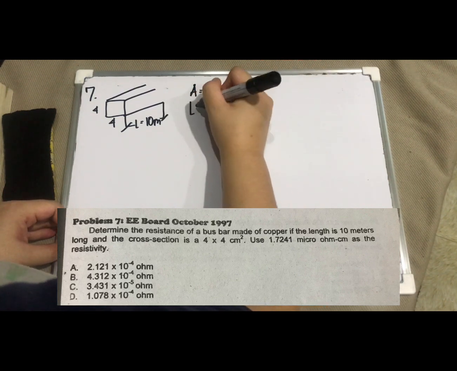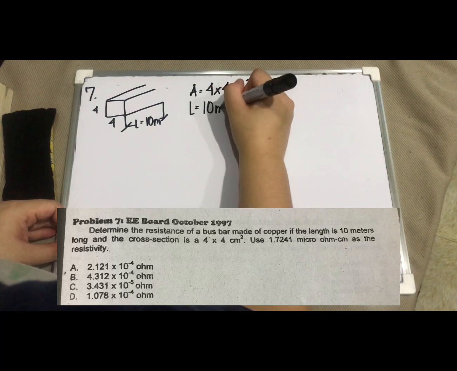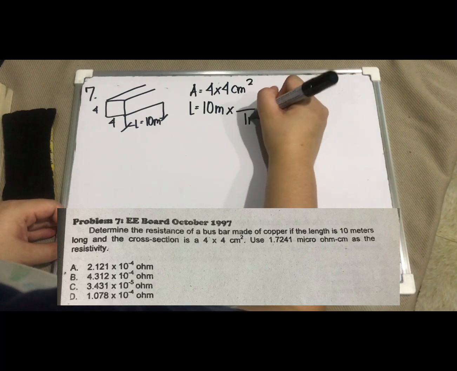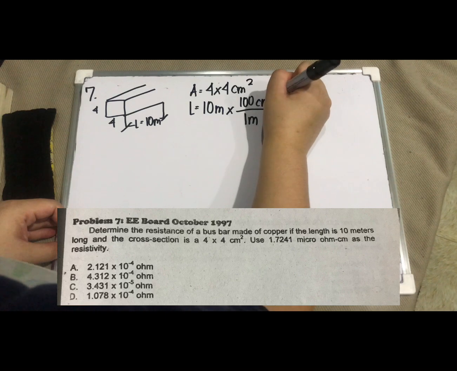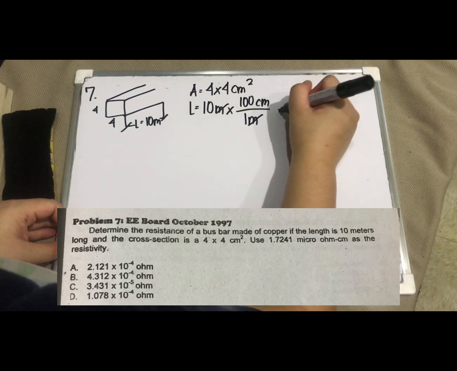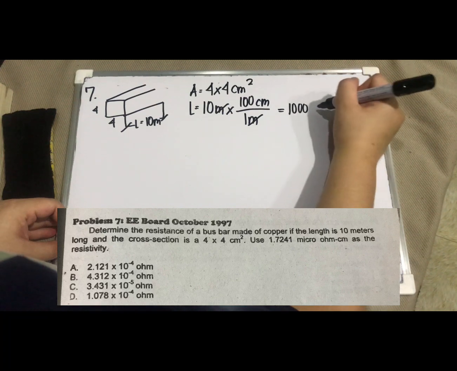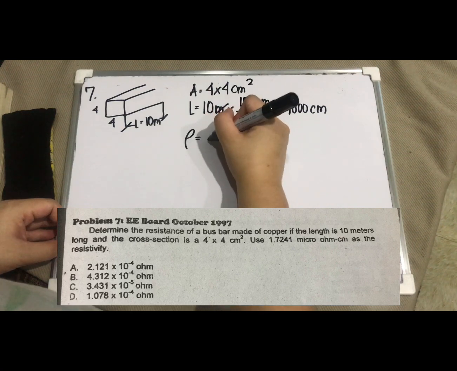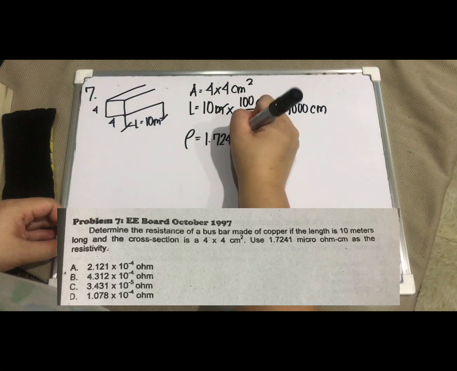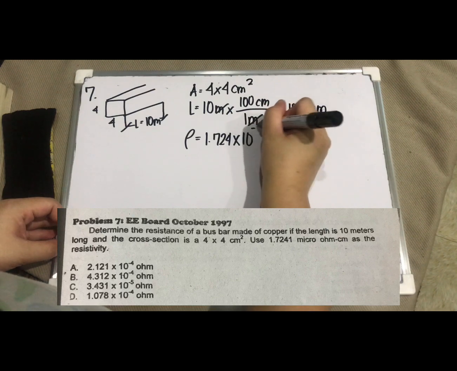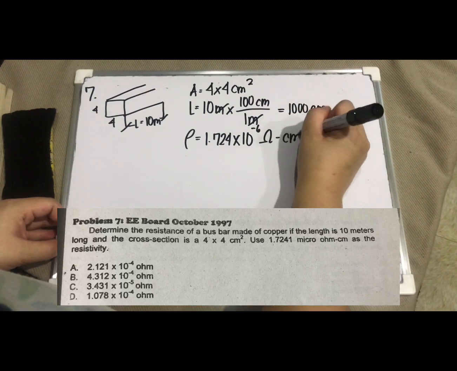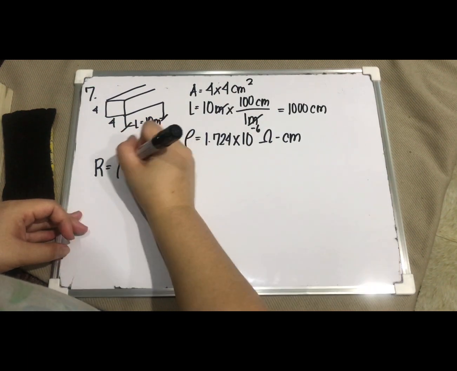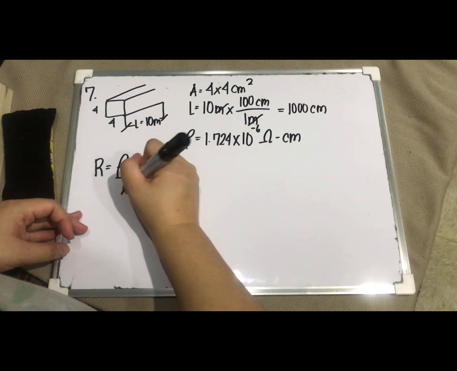Ang length niya, since ito ay naka-meters, i-convert ulit natin siya into cm. So, sa isang metro, meron tayong 100 centimeters. So, 10 times 100, we have 1,000 cm. And sabi ulit dun sa problem, gamitin nating resistivity ay 1.7241 times 10 raised to negative 6 ohm cm. Huwag natin kalilimutan yung formula. R is equals to resistivity times length over A.